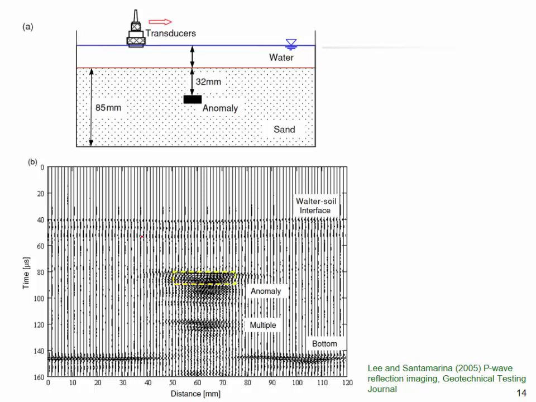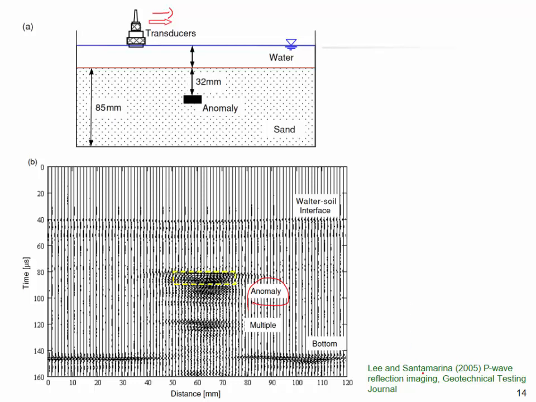So this is the case in a chamber with soil with the anomaly inside. From here to here, you move the transducer and capture the signal, and when you display it, you can distinguish the presence of the anomaly. And as I showed you, the polarity of this signal can be inverted, or it could be positive polarity, depending on the impedance mismatch.